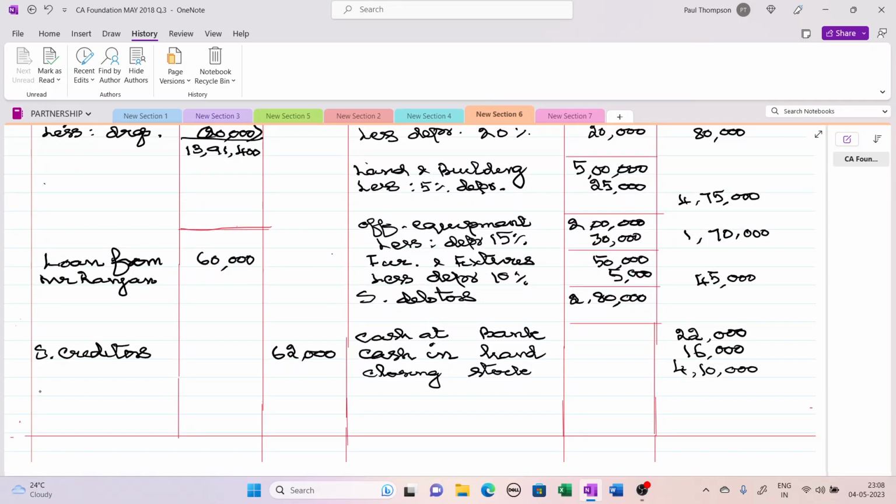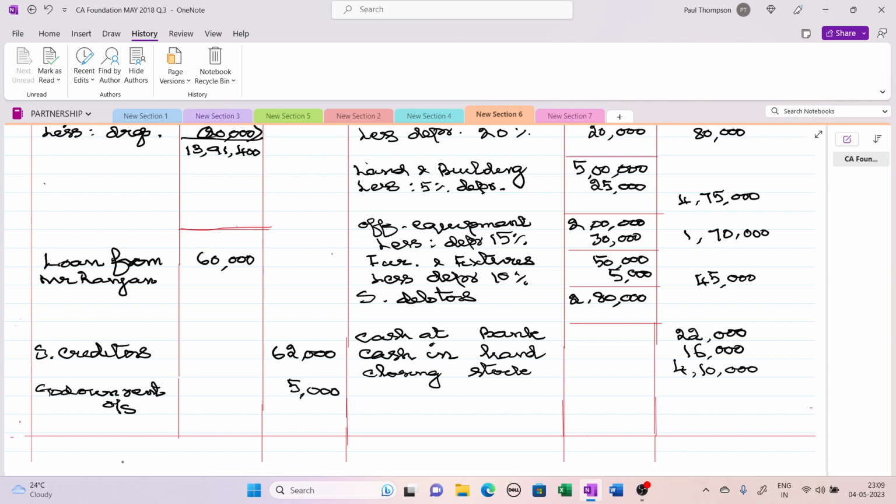So right here, godown rent outstanding 5,000. So this is over. This adjustment we did it.